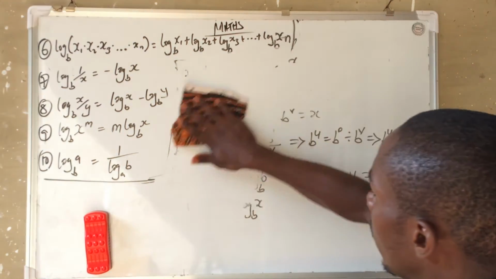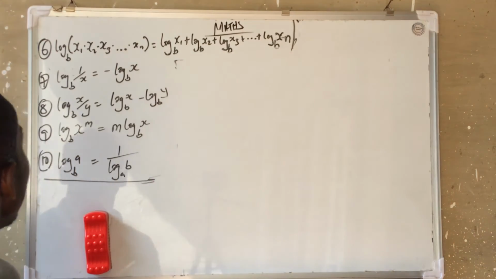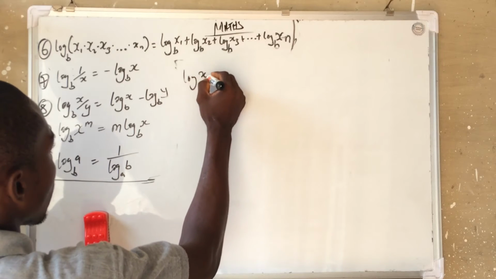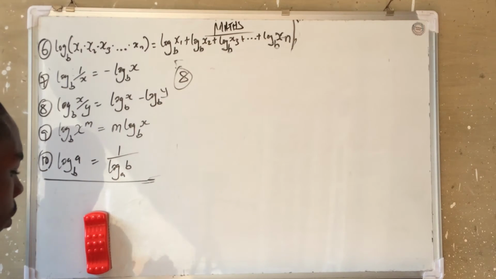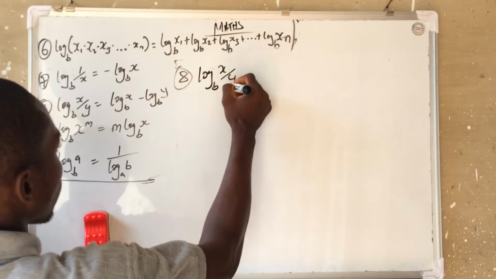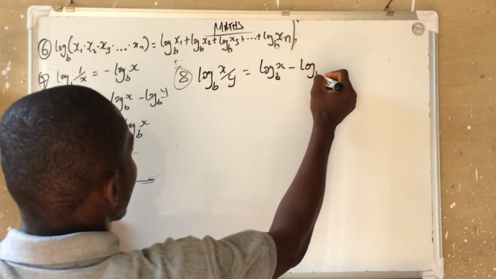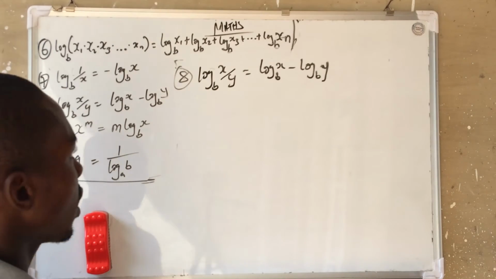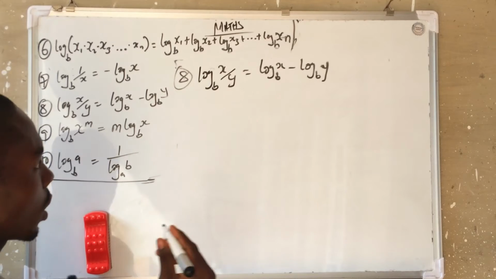So we'll go back to number 8. Number 8 says log base b of x over y is equal to log base b x minus log base b y. Actually, number 7 and number 8 are the same thing, but number 7 is a special case of number 8 where x is equal to 1.